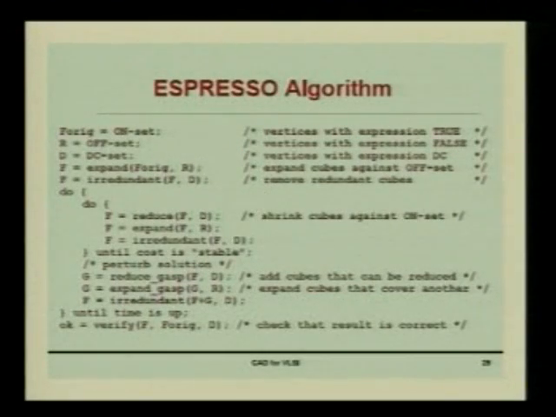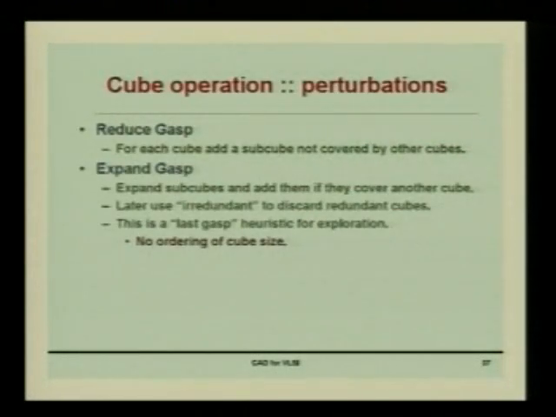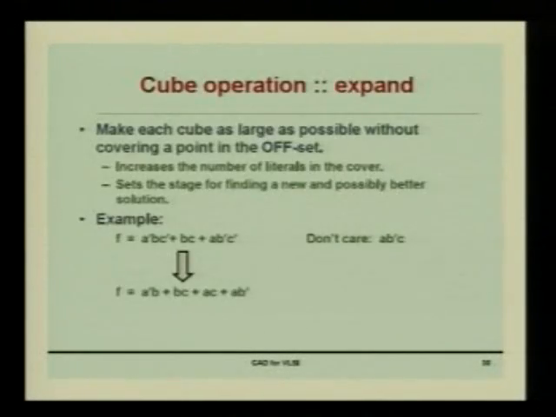See, this is the basic algorithm for Espresso. R is the offset, D is the don't care set, and F is the onset. So sorry, the first one is the onset. There are 3 steps: reduce, expand, and irredundant. I will show you the 3 steps in detail. Okay, and this is the expand step.